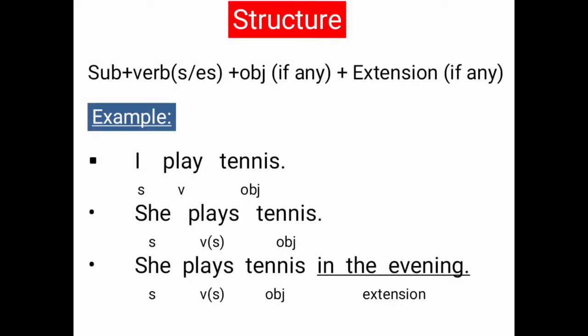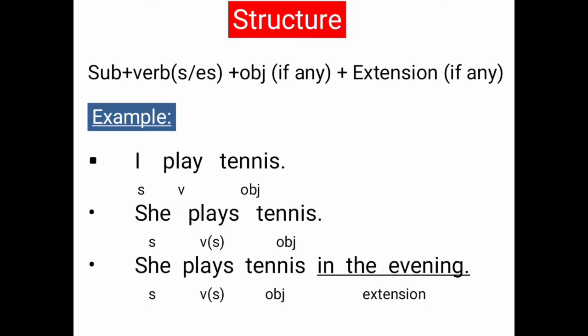Let's try to know in detail the structure of present tense. In present tense, we use subject, then verb, and if we need s and es, it depends upon the subject. If the subject is third person singular, then we use s or es with verb. Otherwise, we are not supposed to use s and es with verb. It will remain bare form of the verb with subject. Then we use object if any, plus extension if any.